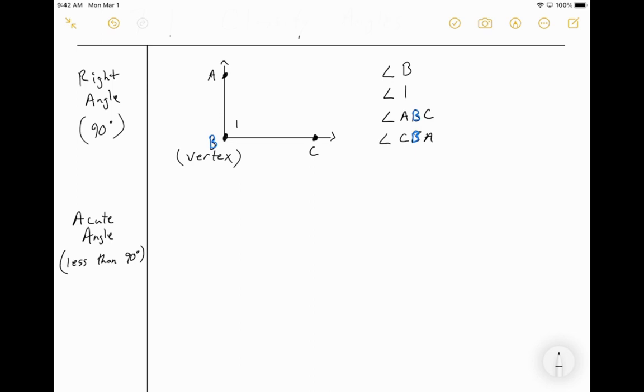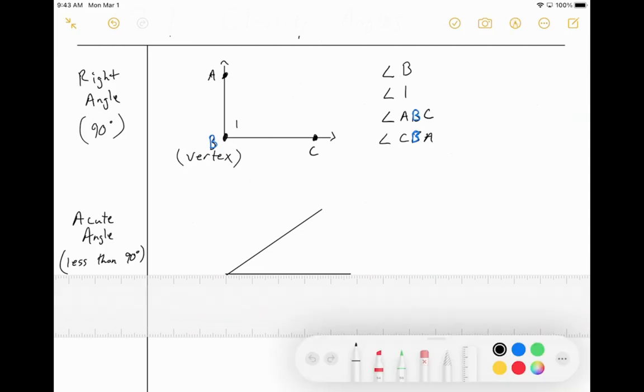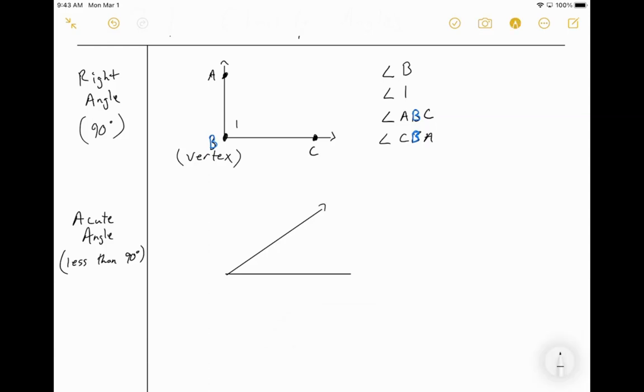So let me draw a quick little example here. All right, this is an example of an acute angle, and one way I like to remember it is: acute. It's so cute. Acute angles are so cute. They're so small, they're tiny. Less than 90 degrees.